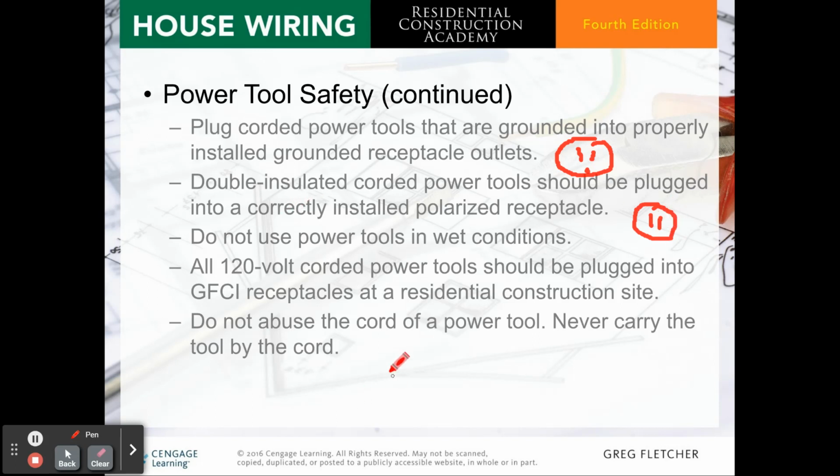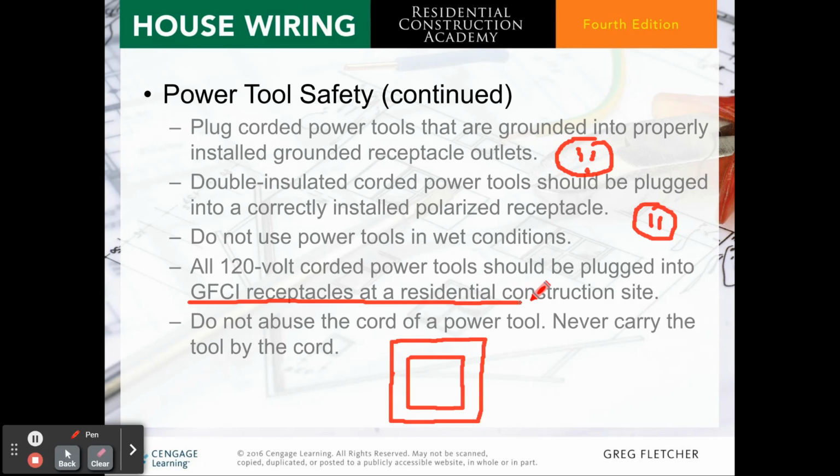And when you have the double insulated, not only is it noted on the tool, but double insulated electrical tools also have this. It's a square within a square, and that lets you know that tool is double insulated. Do not use power tools in wet conditions. All 120 volt corded power tools should be plugged into GFCI receptacles at a residential construction site. This is an OSHA requirement.